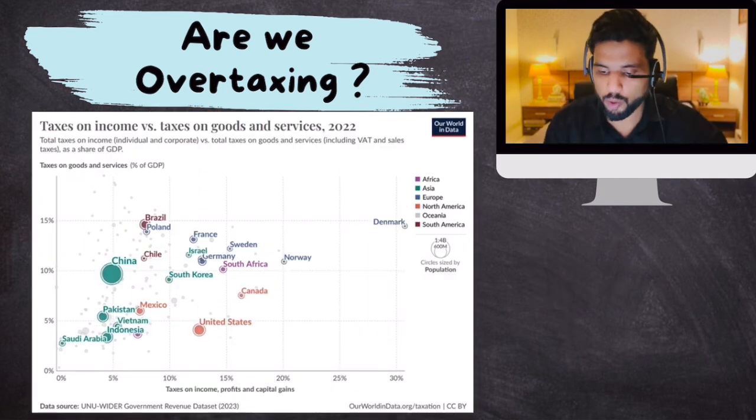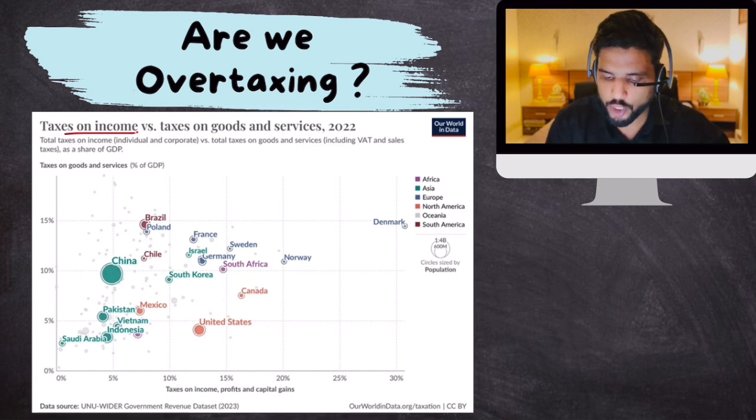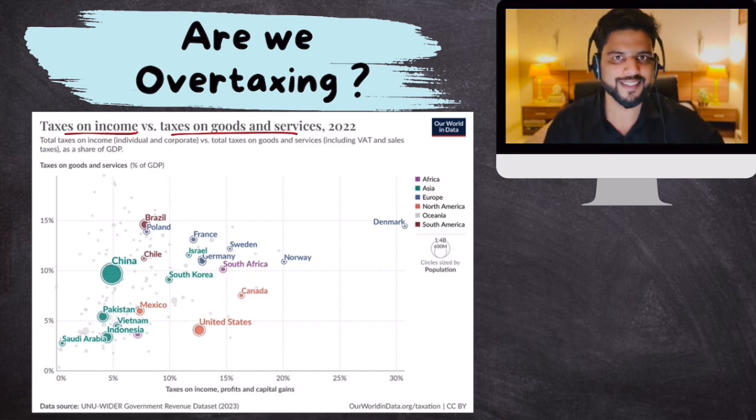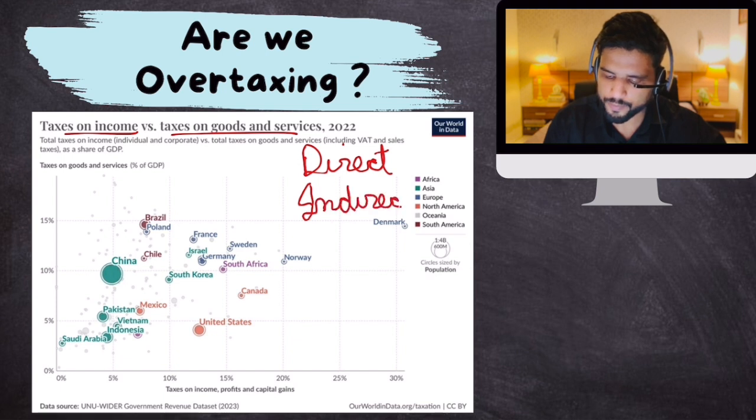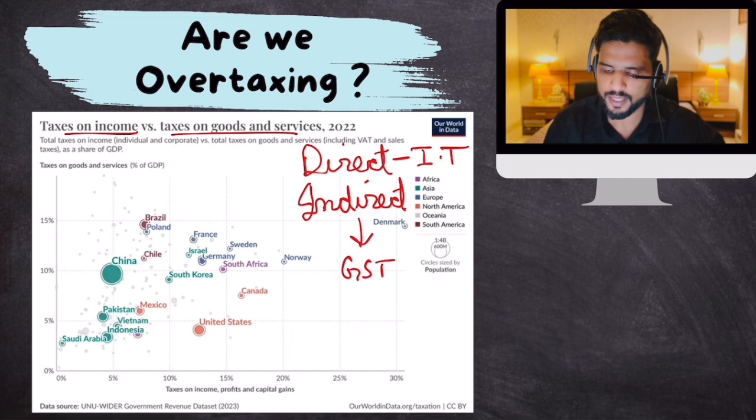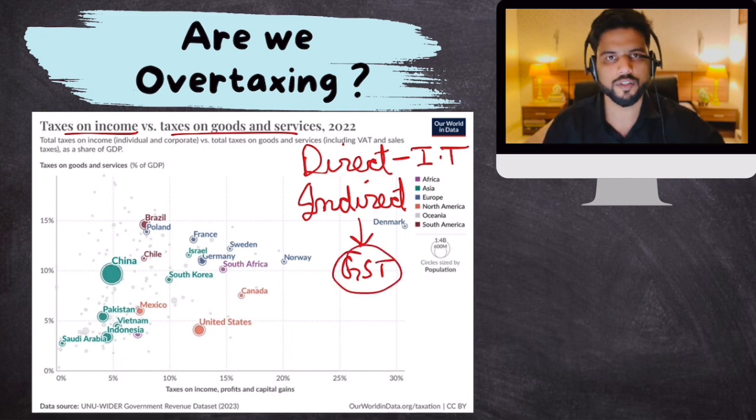Then let's talk about other factors, other charts. Okay, fourth chart. Tax on income versus taxes on goods and services. Okay, look, there are two types of taxes, direct and indirect. Direct tax example is income tax. Indirect tax is levied on goods and services. Example is GST. So direct tax is levied on our income, indirect taxes are levied on goods and services.